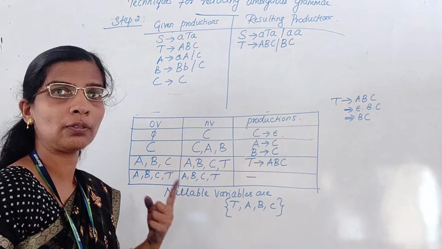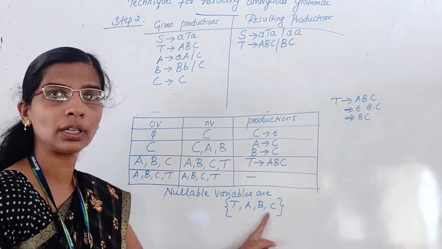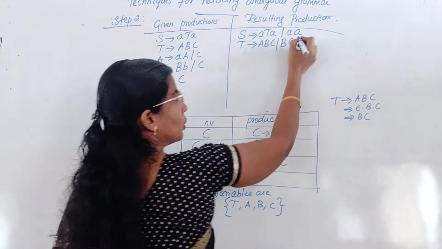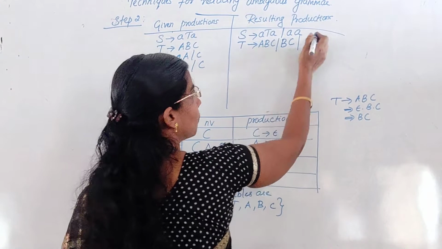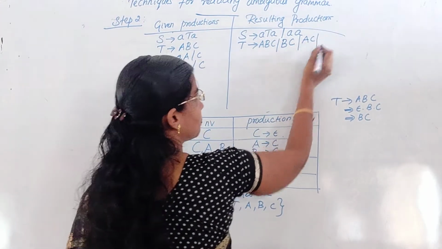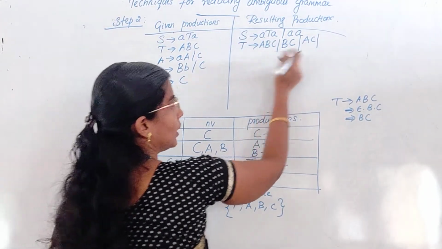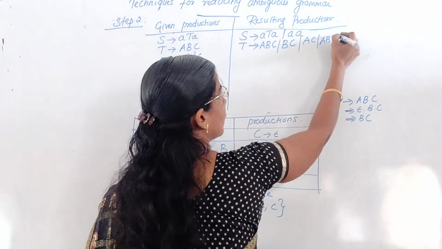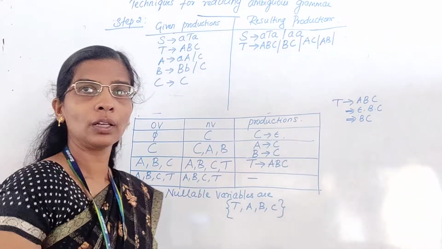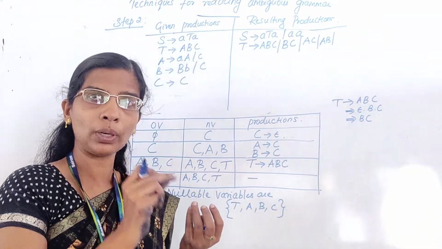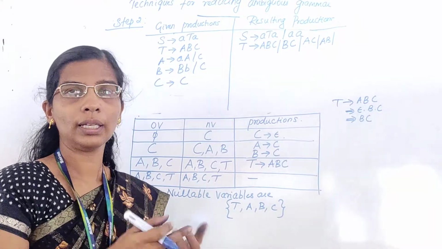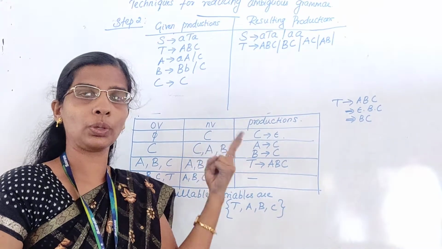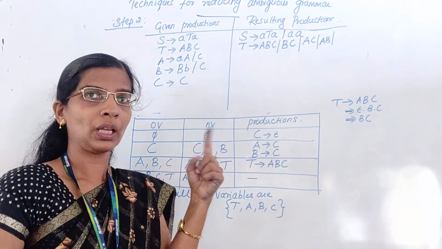Next, substitute null for B because all three variables are nullable variables. For A, B and C, I can substitute null. So next, substitute null for B. What you will get? You will get A and C. Next, substitute null for C. You will get A and B. So what I told, one by one variable you have to substitute. Next, since all three variables are nullable, two, two you have to substitute.